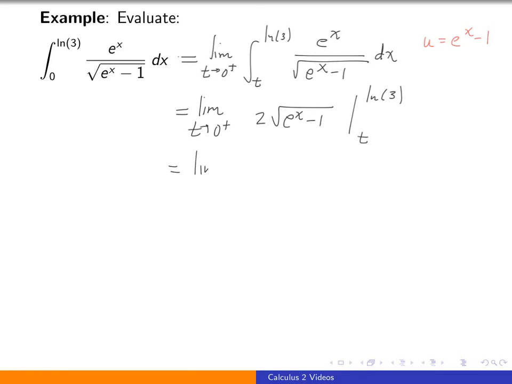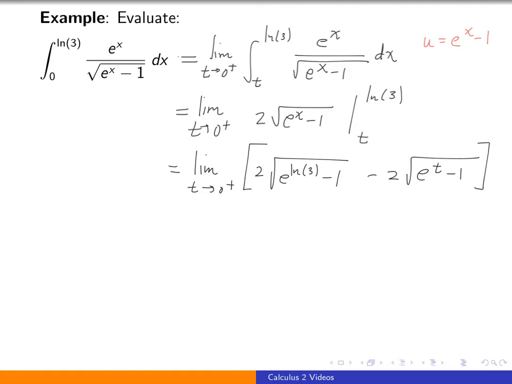So we now plug in the natural log of 3, put a minus sign, plug in t. So 2 square root e to the ln of 3 minus 1 minus 2 square roots of e to the t minus 1. So remember, e and the natural log are inverse functions. So we really have underneath the first square root 3 minus 1 or 2. So this would be the limit as t approaches 0 from the right of 2 square root of 2 minus 2 square root of e to the t minus 1.